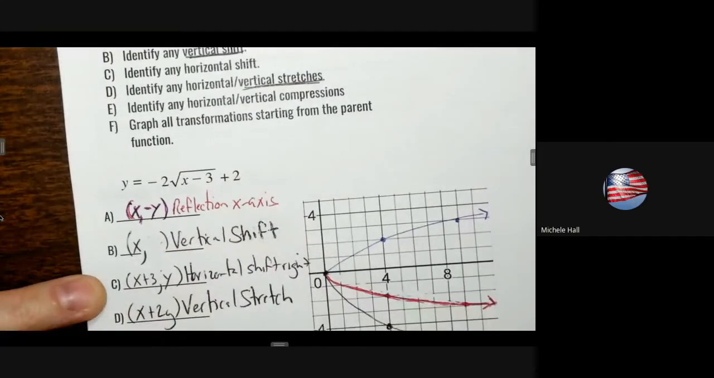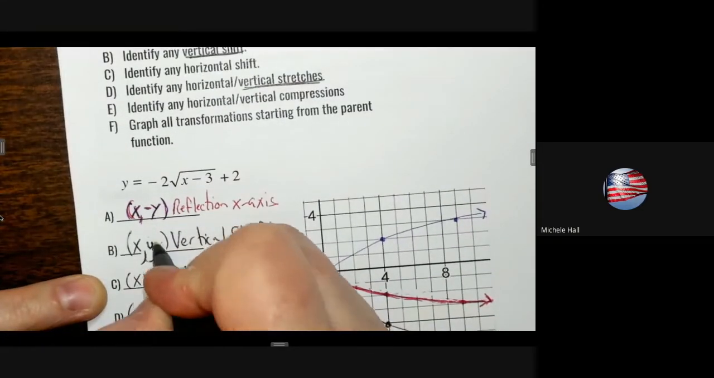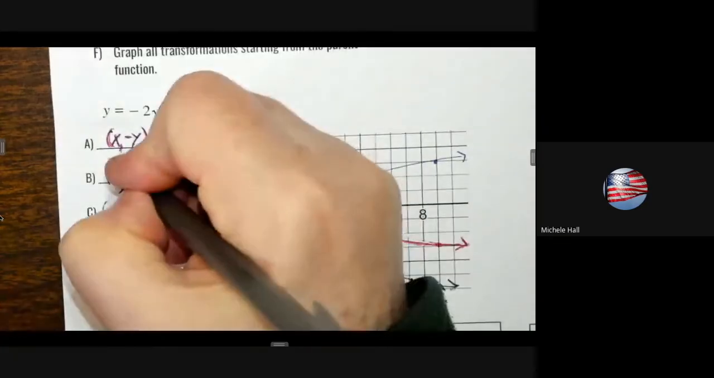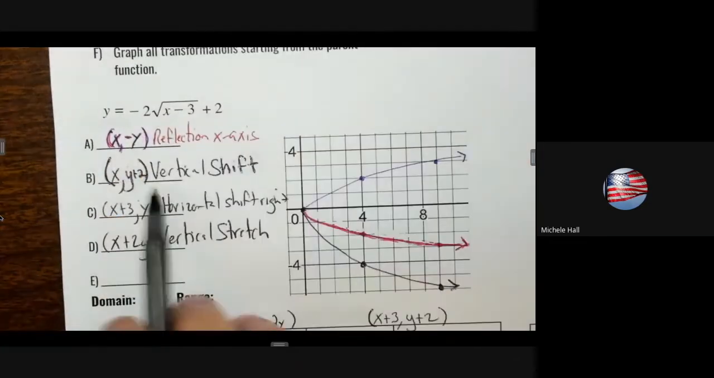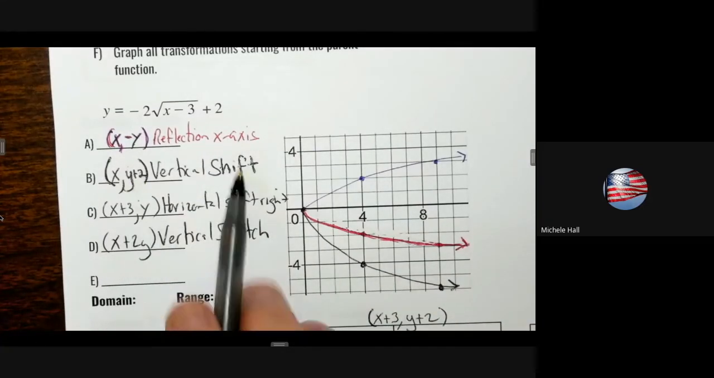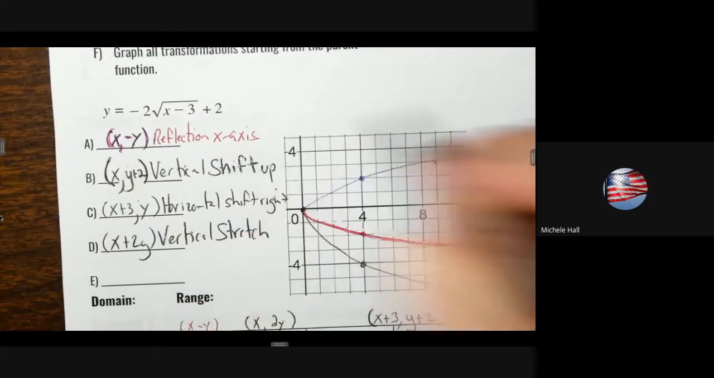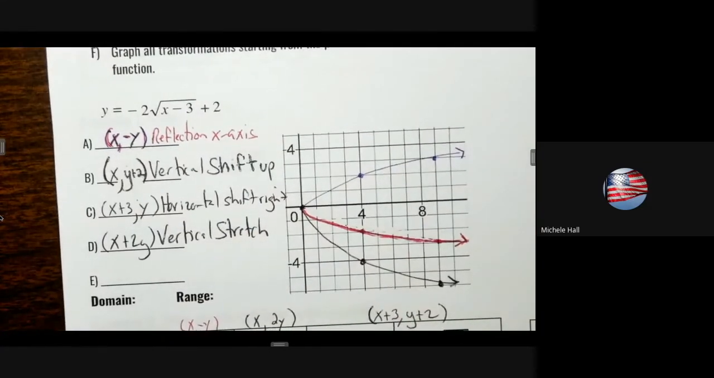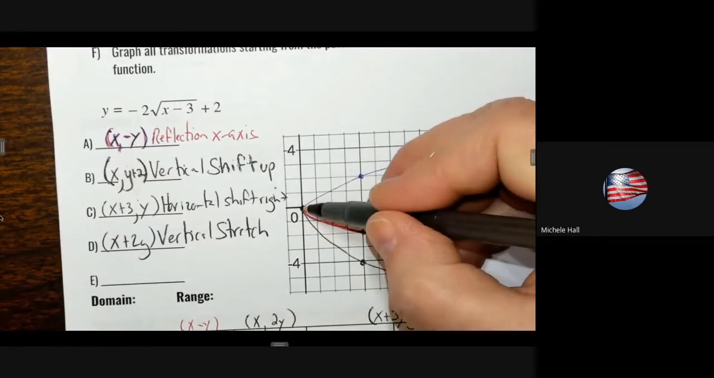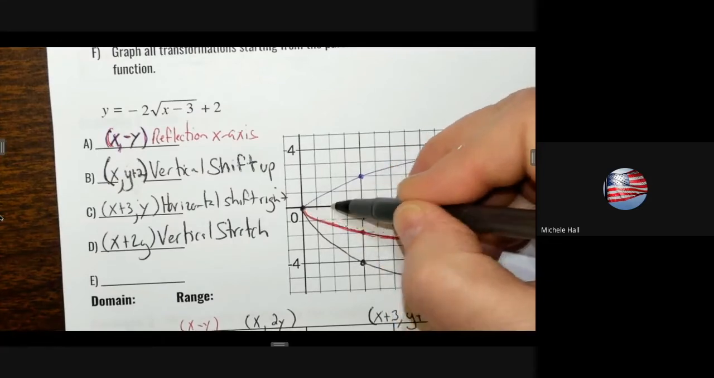And the vertical shift is y plus 2. All right. Vertical shift, we're adding 2. The horizontal shift, we are adding 3. Vertical shift up. So from the last place that we just landed at, we're going to do 2 moves. We're going to the right 3 and up 2. So I'm going to the right 3 and up 2.